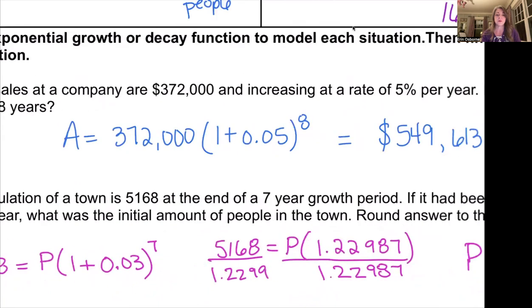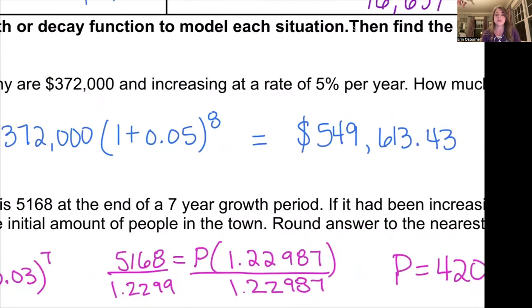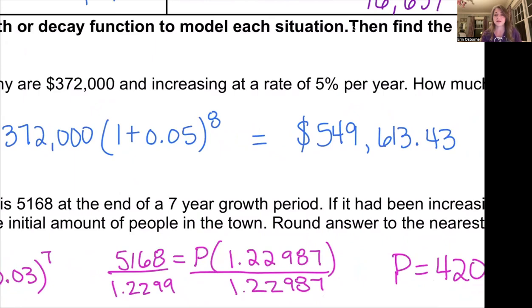And in this case, we would want to round to the nearest hundredths place because it's money. So the ending amount is $549,613.43.